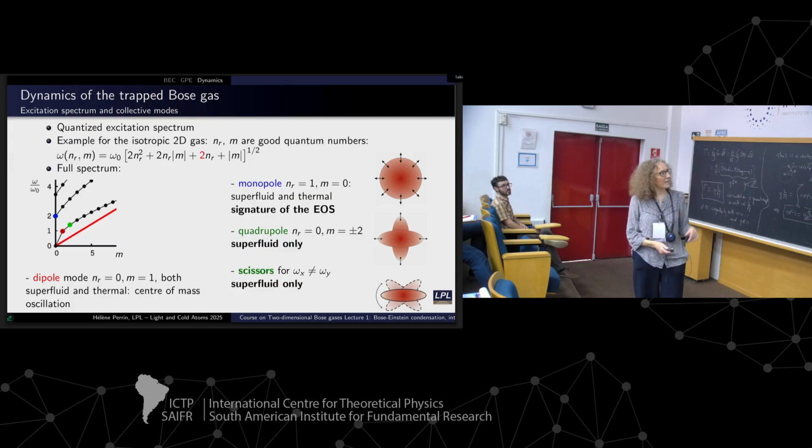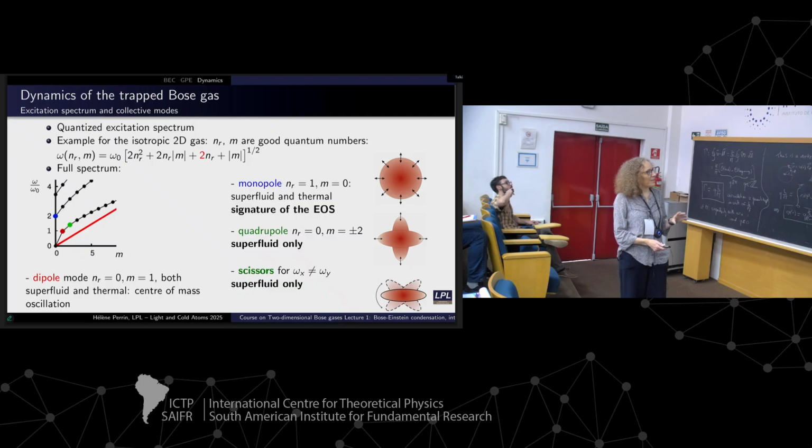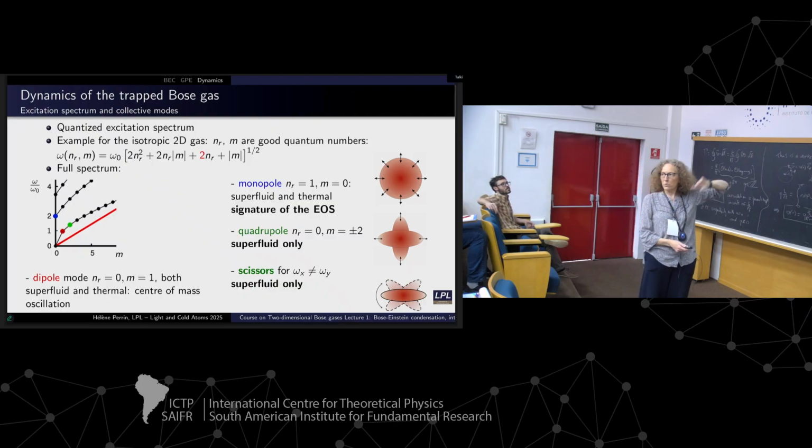And this one is very important because you don't have it in a thermal gas. It's really another signature of superfluidity. So if you are in a trap, instead of measuring the speed of sound and this critical velocity, etc., you can also evidence that you have a quadrupole mode, and this is a signature of superfluidity. And another nice mode that does not correspond to an isotropic trap, but is present when you have a trap with different frequencies along x and y, so already your trap produces an elongated gas, is a scissors mode.